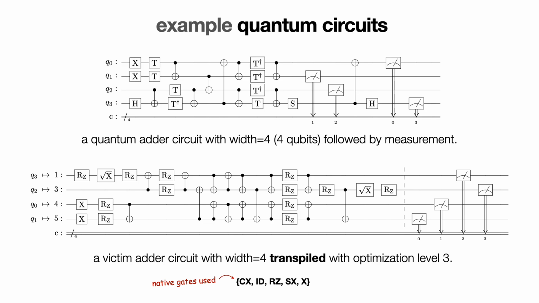The top figure shows one example quantum circuit. It's a 4 qubit quantum adder, and the bottom figure shows one output circuit after transpilation. All the gates are transformed into native gates on this specific machine, and some operations are added to satisfy the topology of the quantum device. The gates on this figure are RZ, X, SX, and CNOT gates, as you can see.